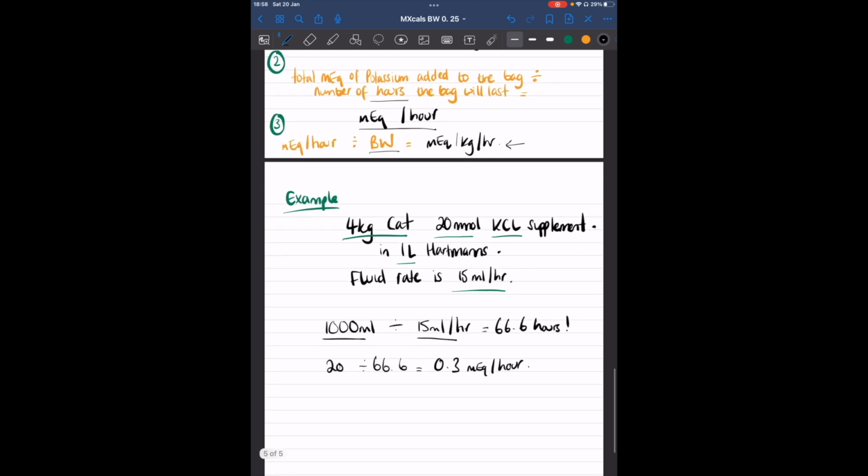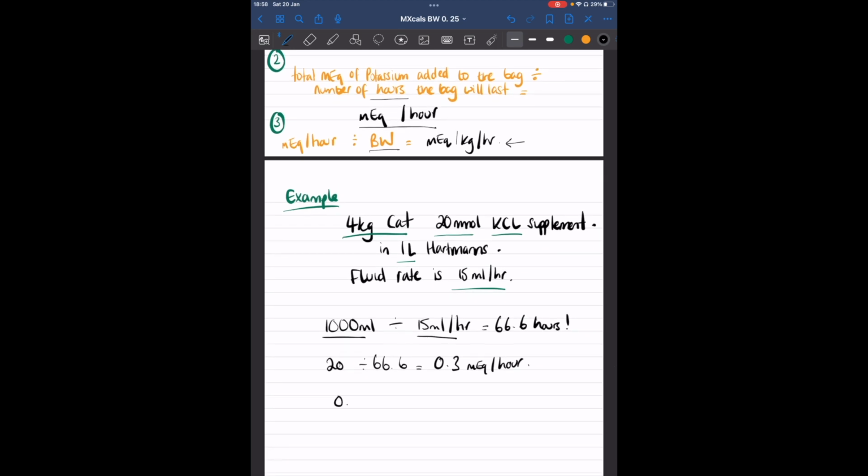We need to take that 0.3 and we divide it by the patient's body weight. That was 4 kilograms. And that gives us a total of 0.075 milliequivalents per kilogram per hour, which is well under the Kmax, which is 0.5 milliequivalents per kilogram per hour. So this is an extremely safe dose to be giving from a potassium point of view.